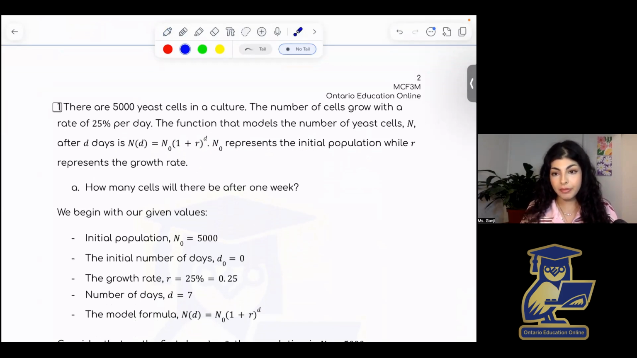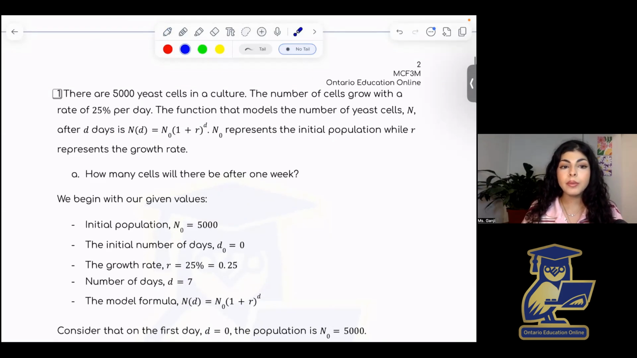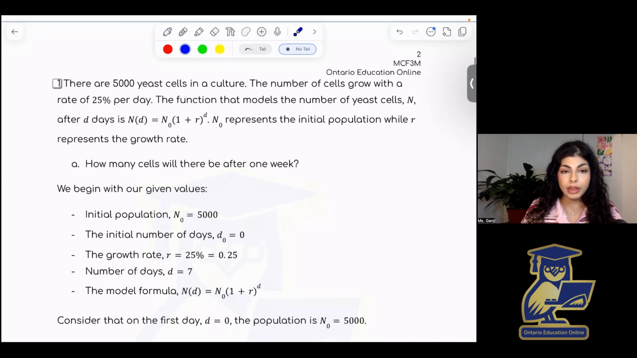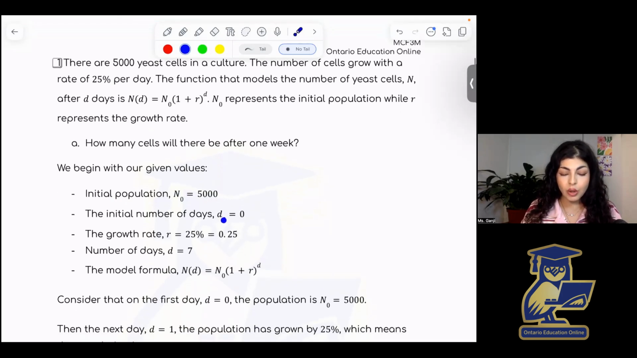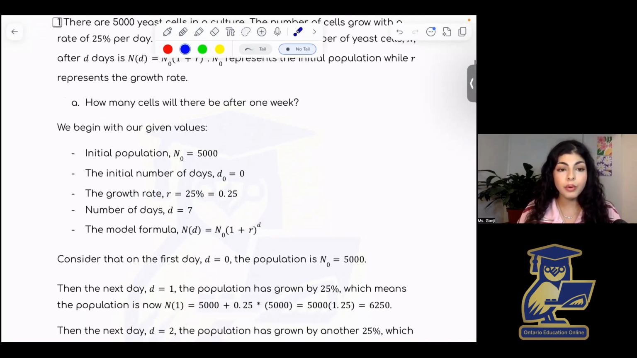And we're actually given some of these values. And we're asked how many cells will there be after 1 week. So with the given values, we of course have the initial population, N0 is 5,000 cells. The initial number of days, so d0, is also just 0, so 0 days have passed. The growth rate, which is 25%, as a decimal is 0.25, and the number of days that we are looking at is d equals 7, and of course we have the formula that models the population.